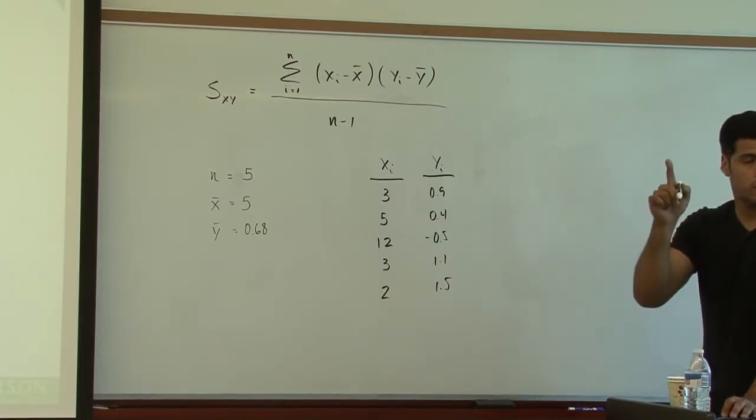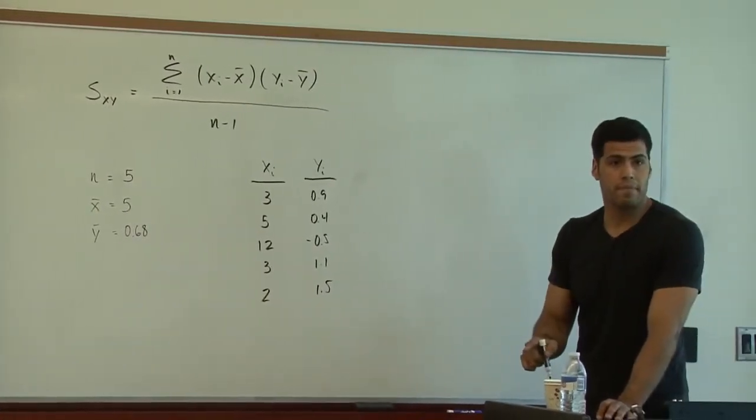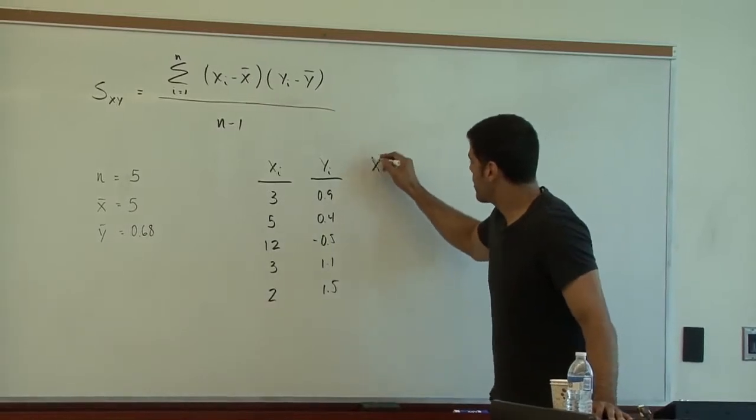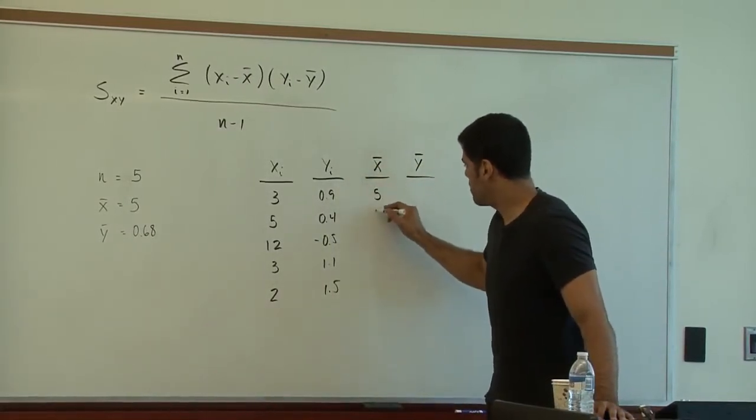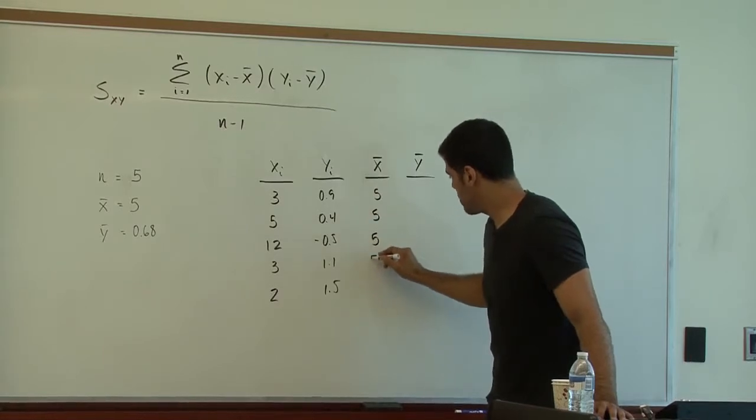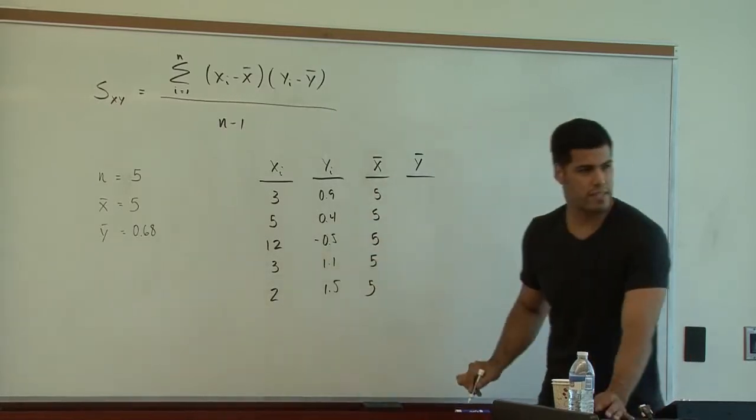Now it's good to write the averages, right? X bar, Y bar. 5, 5, 5, 5.